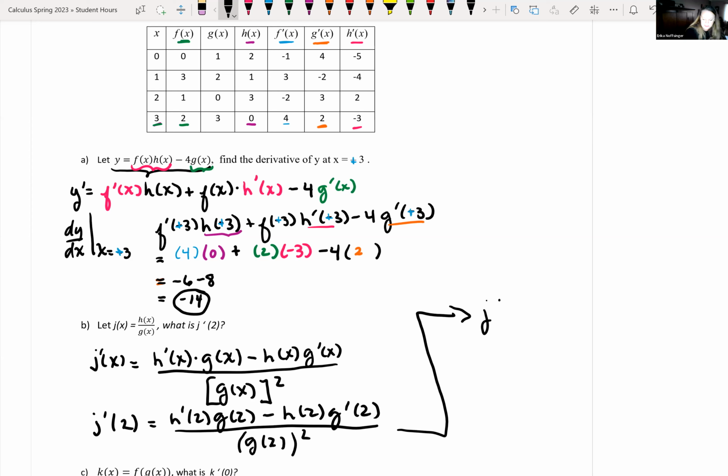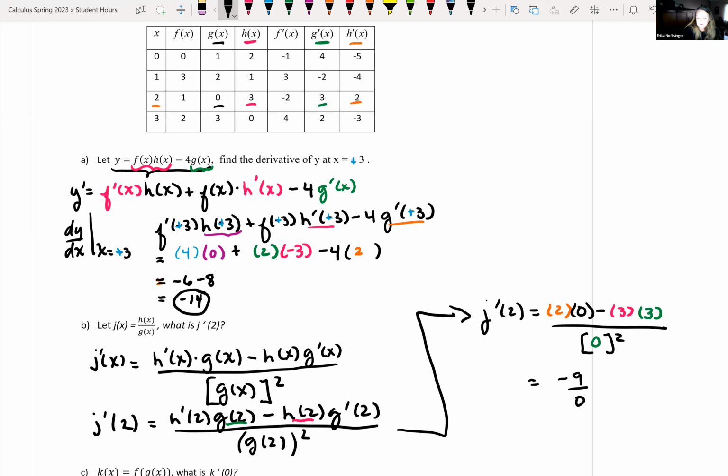So again, we want to look at our table, plug in our values. So h prime, so that's the last column. H prime of 2 gives us back 2. All times g of 2, which is 0. Then minus h of 2. H of 2 is 3. All times g prime of 2. So g prime of 2 is positive 3. All over g of 2, which is 0, quantity squared. So I get -9 over 0 squared, which is 0. -9 over 0, this is undefined.